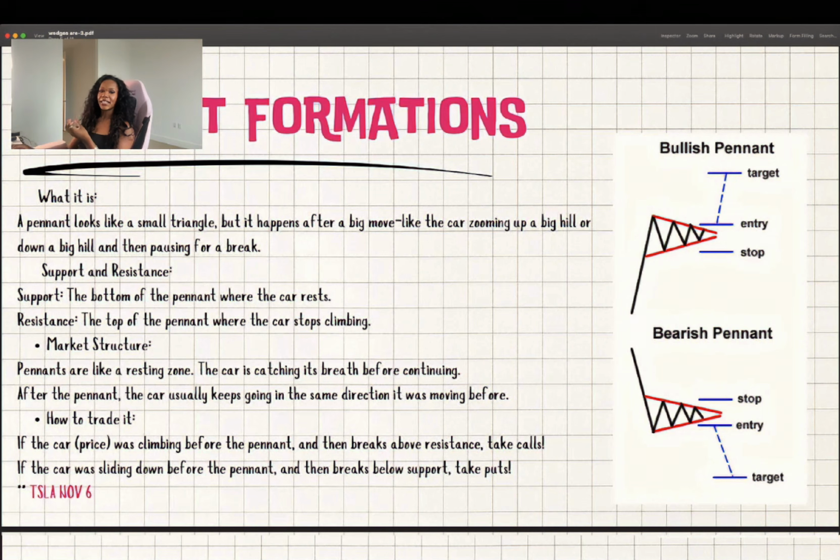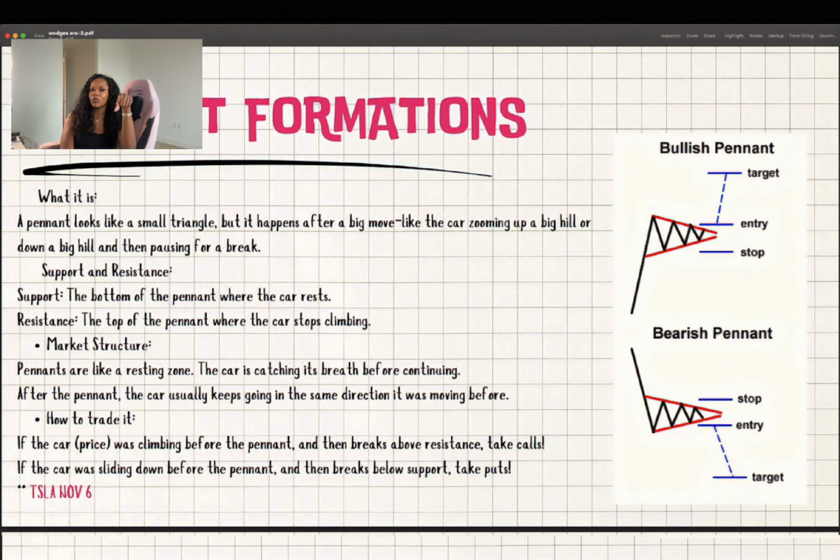This is kind of what we had today, which is like a pennant formation, triangle wedge pennant. If you guys know, that's what we're calling them. So it's like a small triangle, right? But it happens after a big move, kind of like a car zooming up a big hill or down a big hill and then pausing for a break. So if we see here, where we have the little bullish pennant formation, we have that long little pole. I like to call it like a little flag pole. So we enter once price breaks above that little red line. So that's going to be our top resistance level that we drew on that chart, right?